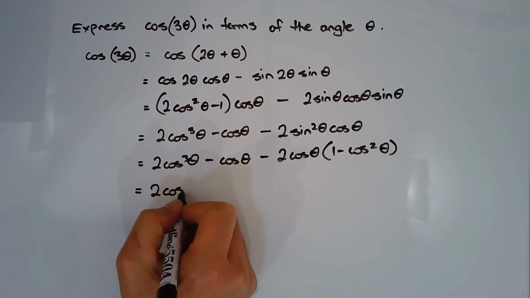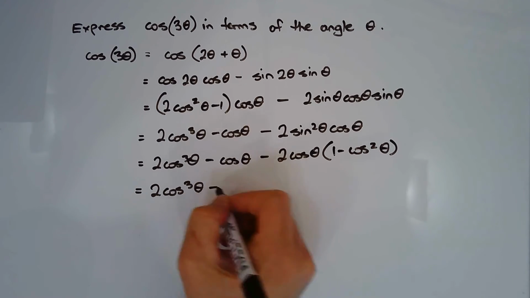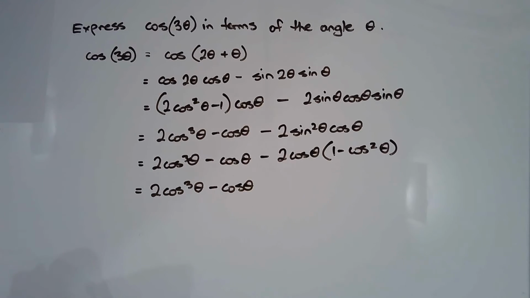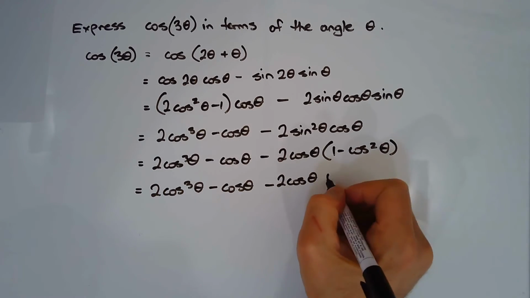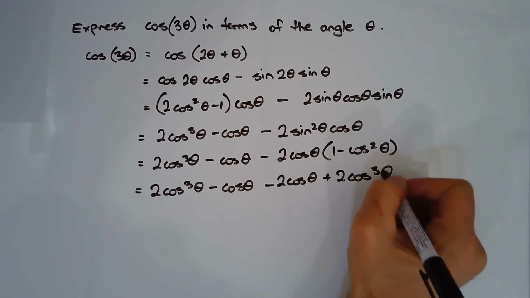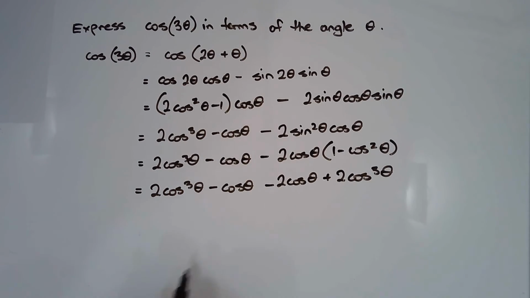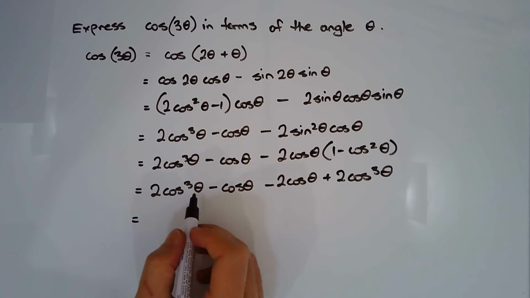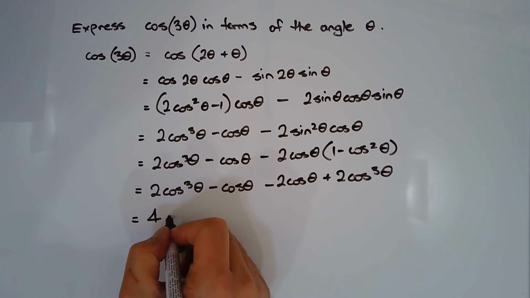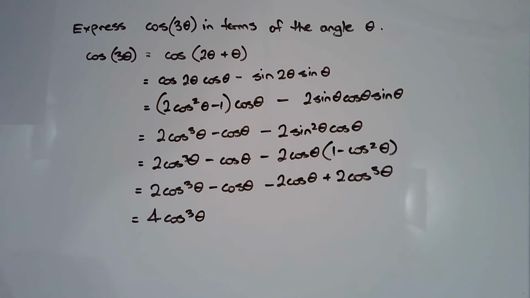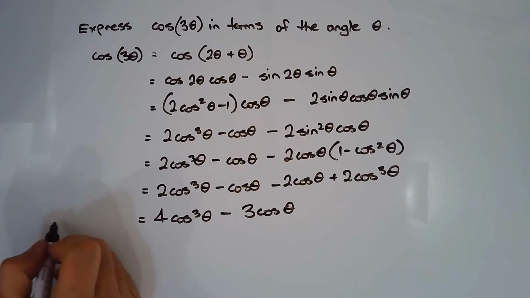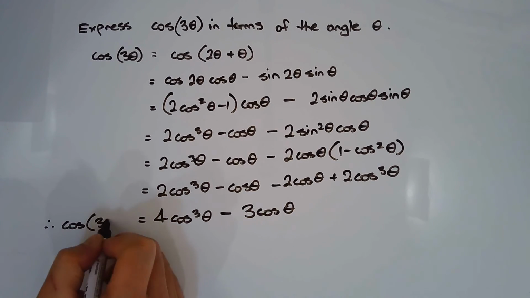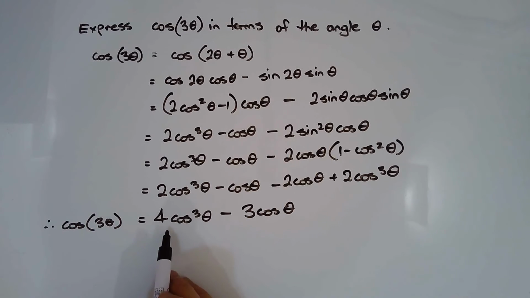So that's 2 cos cubed theta minus cos of theta minus 2 cos of theta plus 2 cos cubed theta. So now let's collect some like terms. We have 2 cos cubed theta plus 2 cos cubed theta. So that's 4 cos cubed theta minus 3 cos of theta. So just for completeness, I could write that cos of 3 theta is equal to 4 cos cubed theta minus 3 cos of theta.